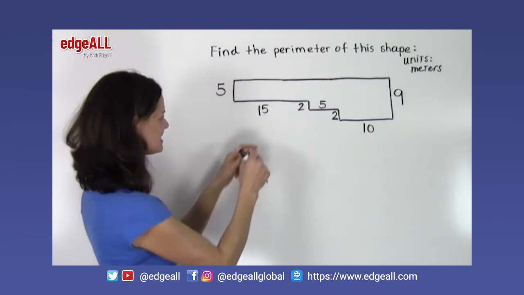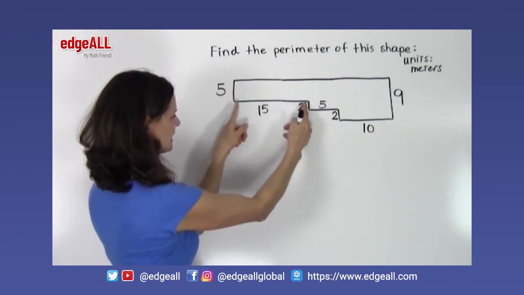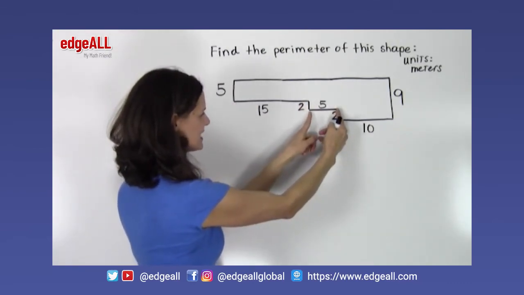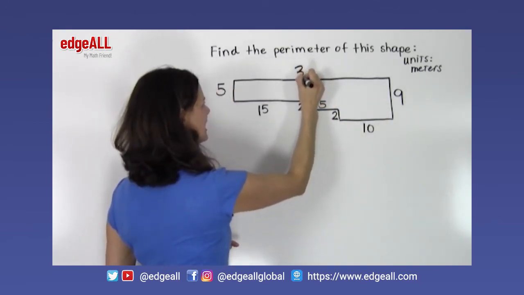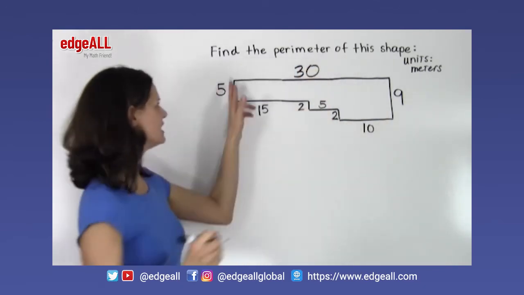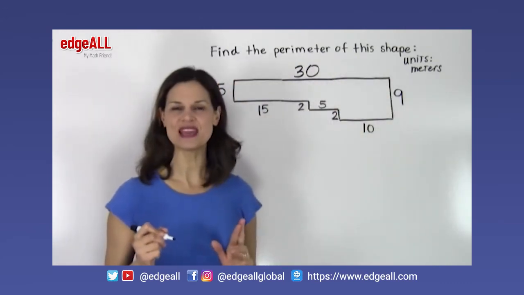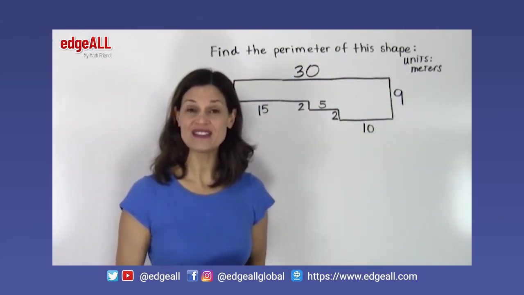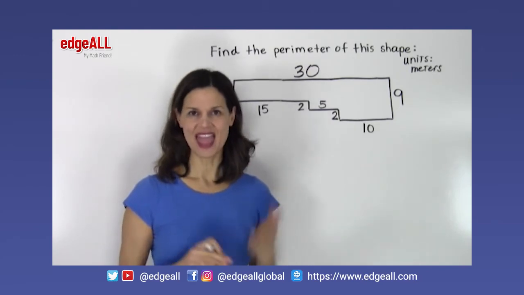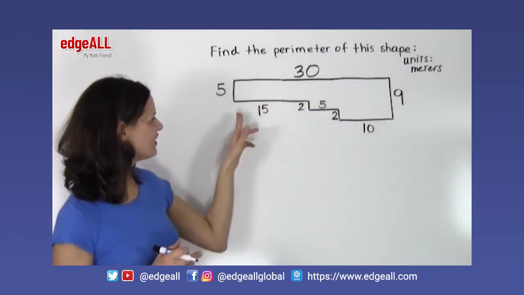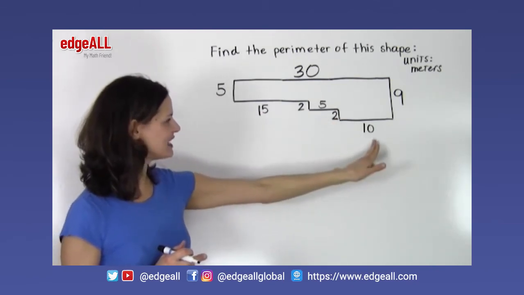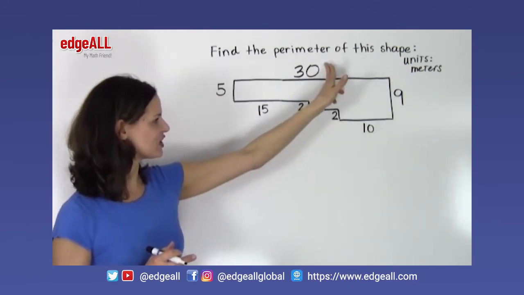So let's add those together. 15 plus 5 is 20. Add 10 more is 30. So I can go right up here to this long horizontal piece that did not previously have a measurement, and I can say that it's 30 units there. 15 plus 5 plus 10 to give me 30.